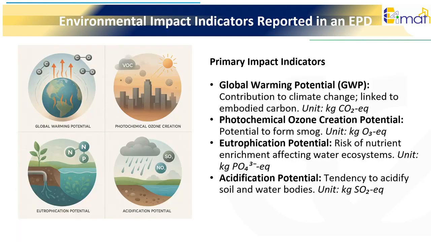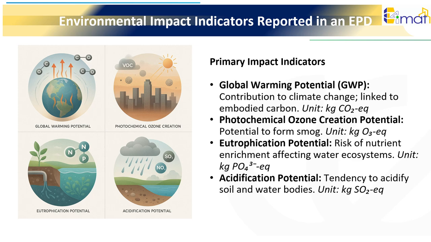On this slide, we focus on the main environmental impact indicators reported in an EPD, along with the units in which they are expressed. We begin with global warming potential, reported in kilograms of CO2 equivalent. This indicator reflects how the product contributes to climate change and is one of the most referenced values in an EPD.